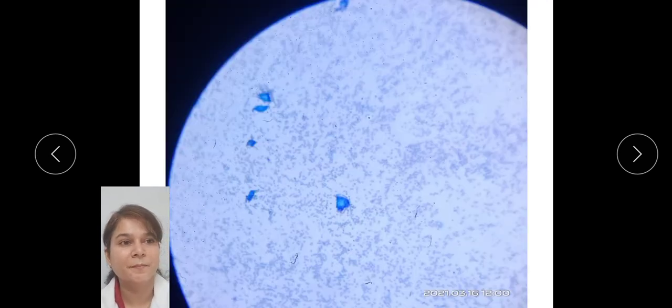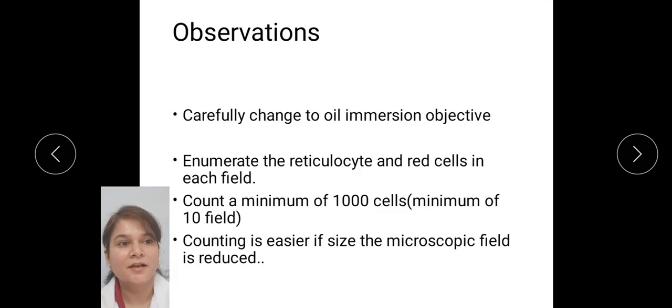After selecting the field, we will put the oil, rotate the revolving nosepiece of the microscope to the oil immersion objective, and examine the slide under the oil immersion lens, the 100x lens. Enumerate the reticulocytes and the red cells in each field and count a minimum of 1000 cells. A minimum of 10 fields is required, and counting is easier if the microscopic field is reduced.